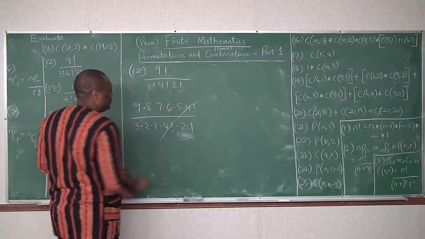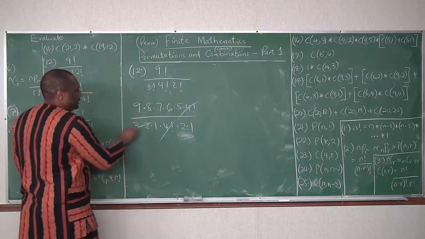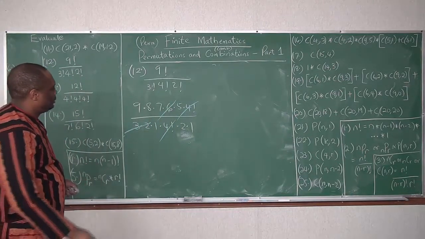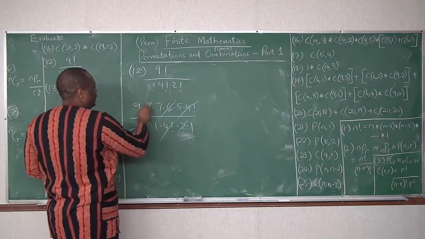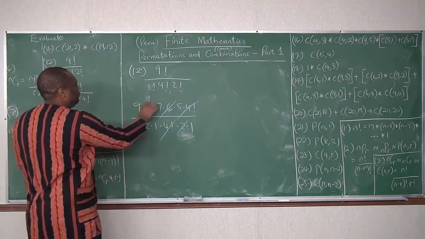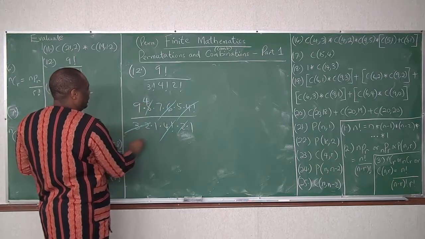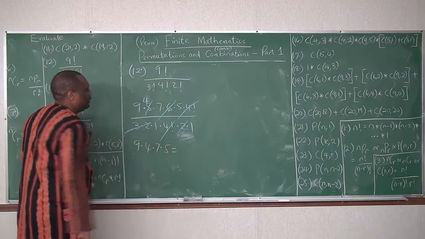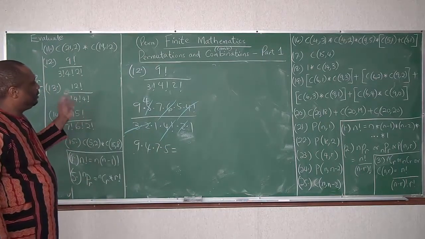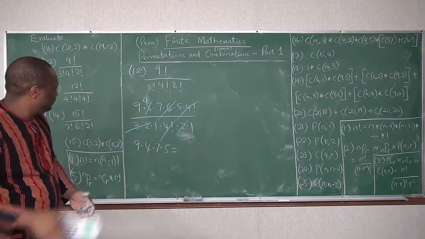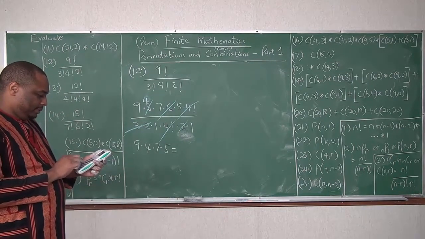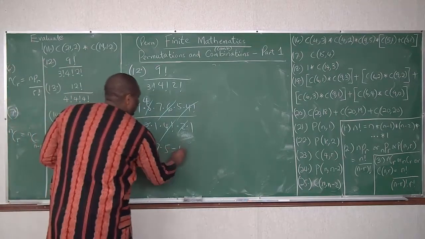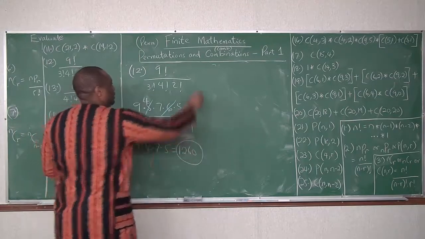Okay, so this goes. 3 times 2 is 6. Then 2 into 2 is 1. 2 into 8 is 4. Okay? So we now have 9 times 4 times 7 times 5. So this is 1260. That's the answer.